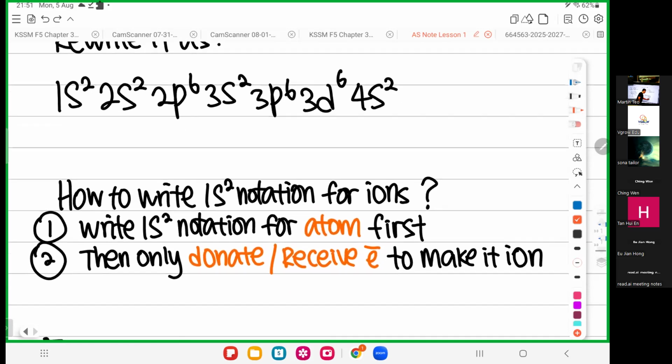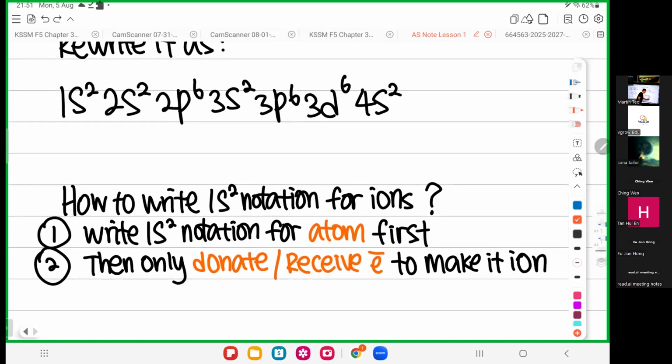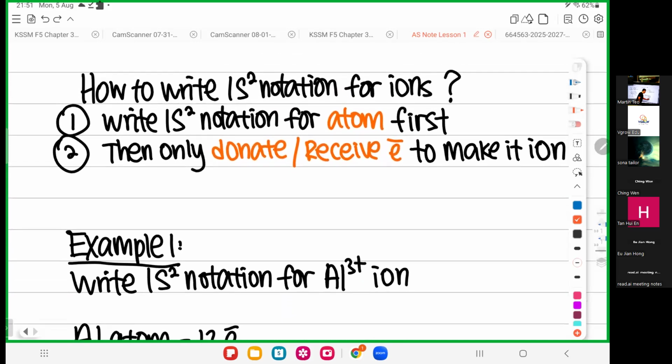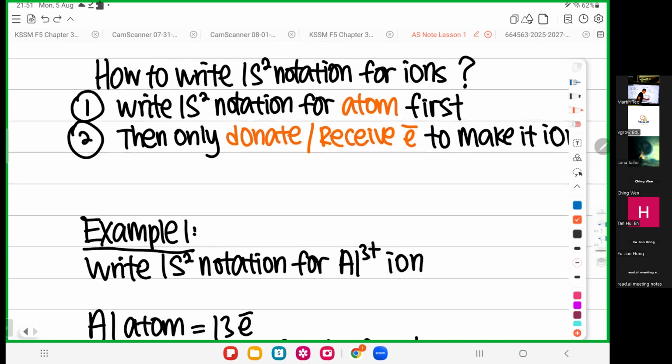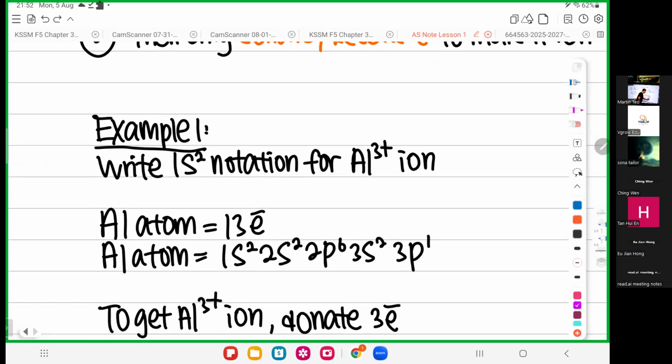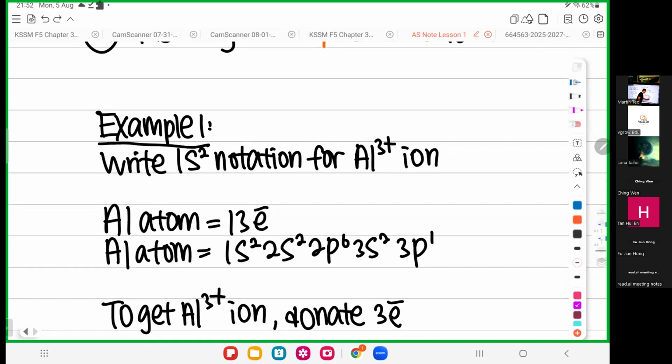All right, example. I'll run through 3 examples together with you. First example, I want to write the 1s2 notation for aluminium ion. In the first place, you have to start with the atom. So let's write the 1s2 notation for the aluminium atom. Aluminium atom has 13 electrons. So this is the 1s2 notation for the aluminium atom. The aluminium ion is Al3+, right? So how to become Al3+? Donate 3 electrons.